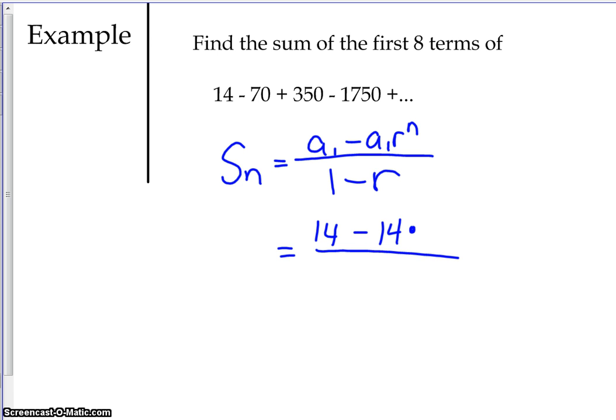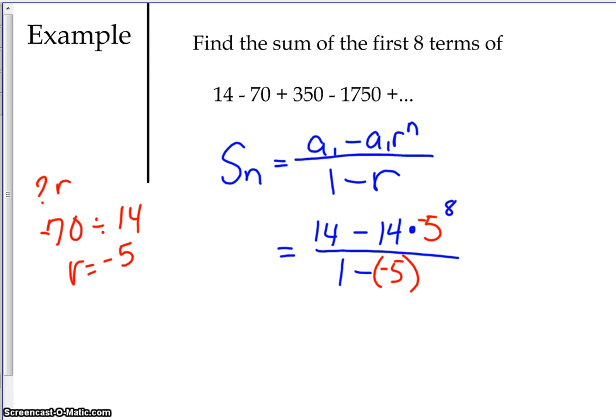I remember this now. I need to figure out my r, and I have 1 minus r. So this is where I'd go off to the side and say, oh, I need to figure out r. So what is my r? I need to take this negative 70 and divide it by 14. Negative 70 divided by 14 is negative 5. All right? So each time I'm multiplying here by a negative 5 and then we're talking about 8 terms here, and then this here would also be a negative 5.